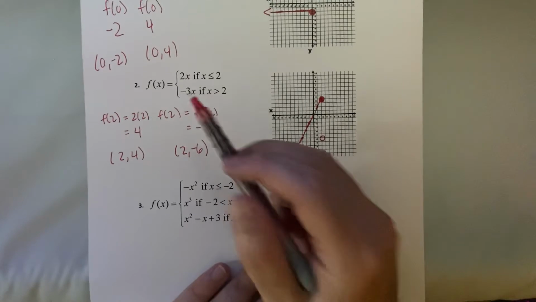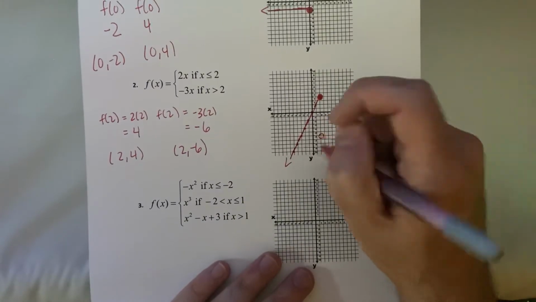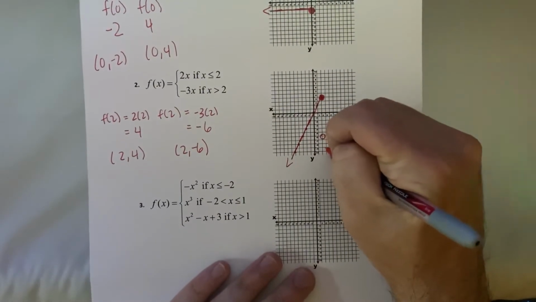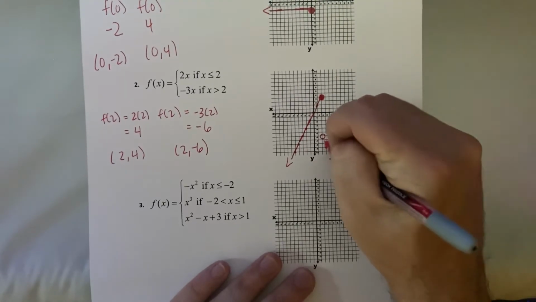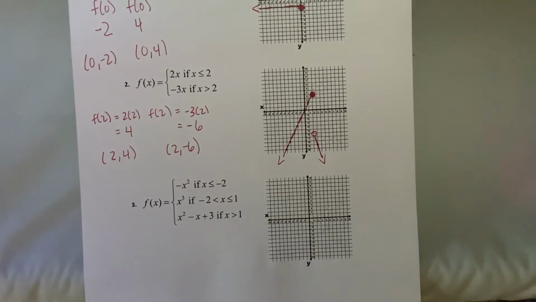For the negative 3x, the right side, instead of going up and to the left, negative 3 as a slope would go down 3 and to the right. And we're allowed to go to the right because we're on the greater than side, so down 3 over 1. And so this is the graph of our function. It kind of looks like a guy pushing a lawnmower, something like that. So this is what the function looks like.